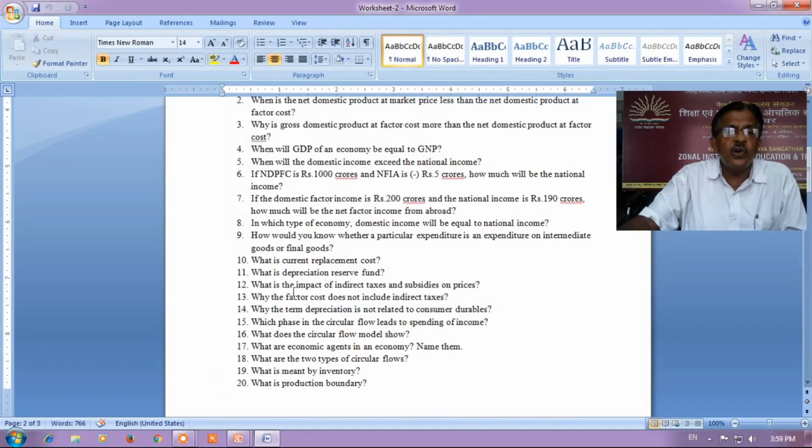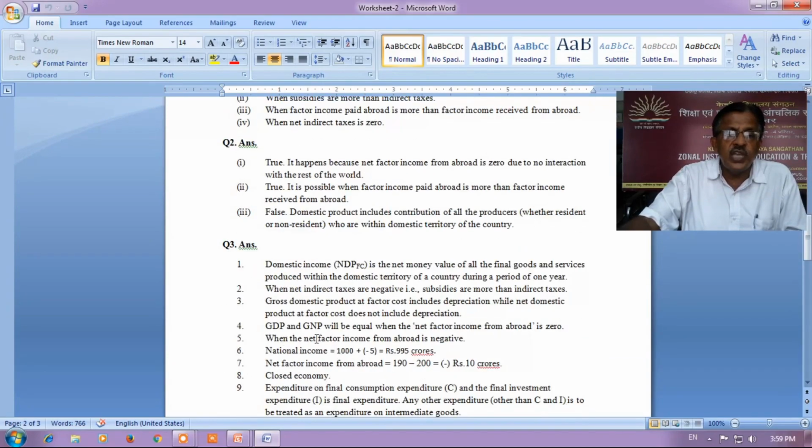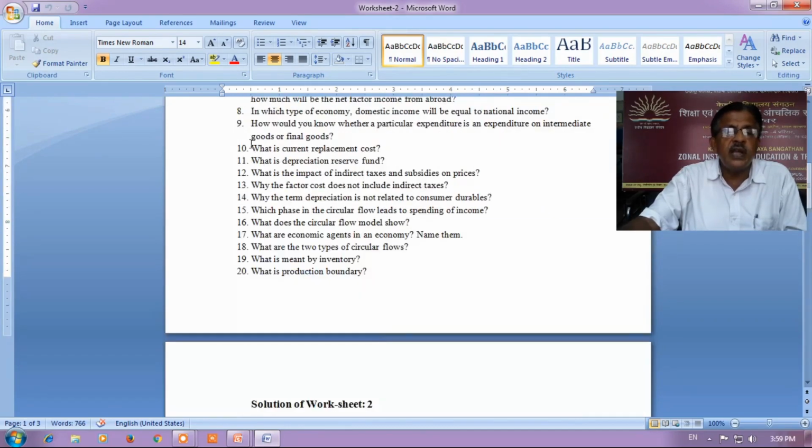Then number 4, when will GDP of an economy be equal to GNP? GDP will be equal to GNP. GDP and GNP will be equal when the net factor income from abroad is 0. Already we have clarified that.